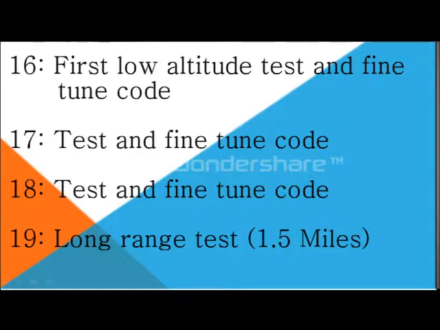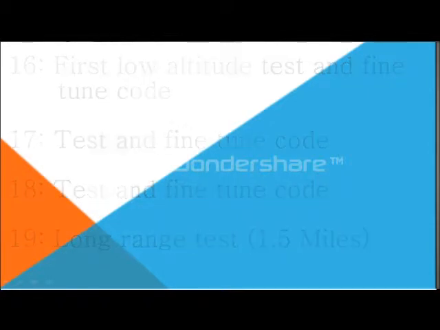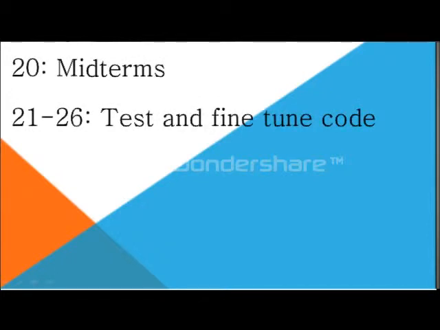That will include going to an altitude of at least 100 feet, flying at least 1.5 miles away from the command center, and then returning to base fully autonomous. On week 5, we will take a break for midterms, and then weeks 21 through 26, we intend to test and continue implementing the final code until our helicopter is completed.